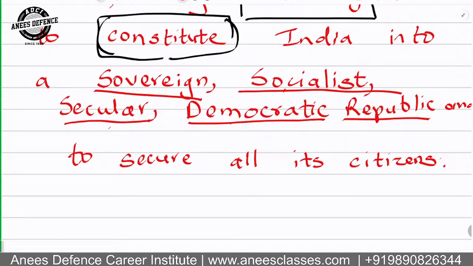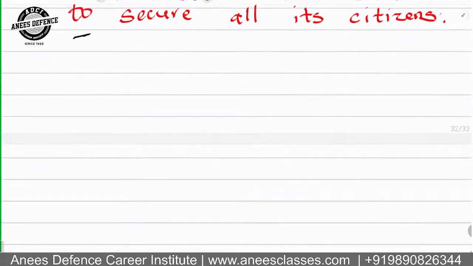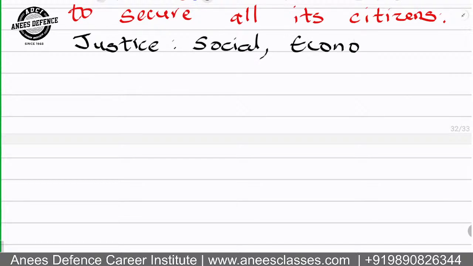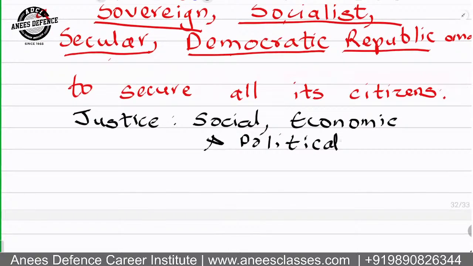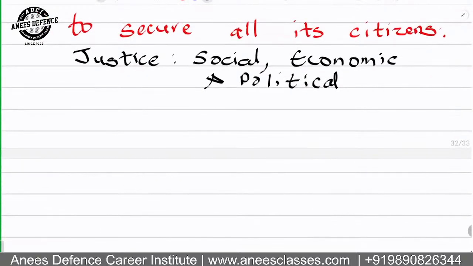Now these words are very important that I'm going to write now. Justice, social, economic, and political. The preamble is very important with respect to any competitive exams. You will see a question that the Constitution of India is a sovereign socialist, and there will be some 3 or 4 options included. You will have to choose a correct type of polity. Social, economic, and political.